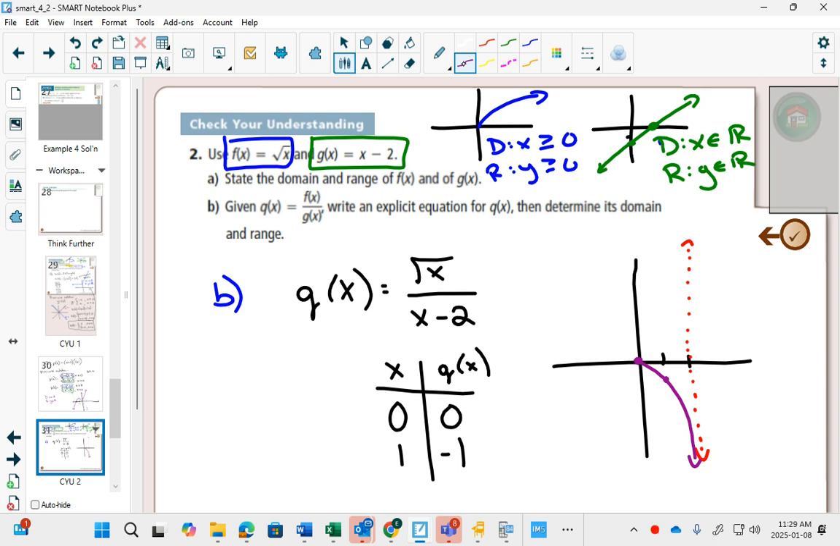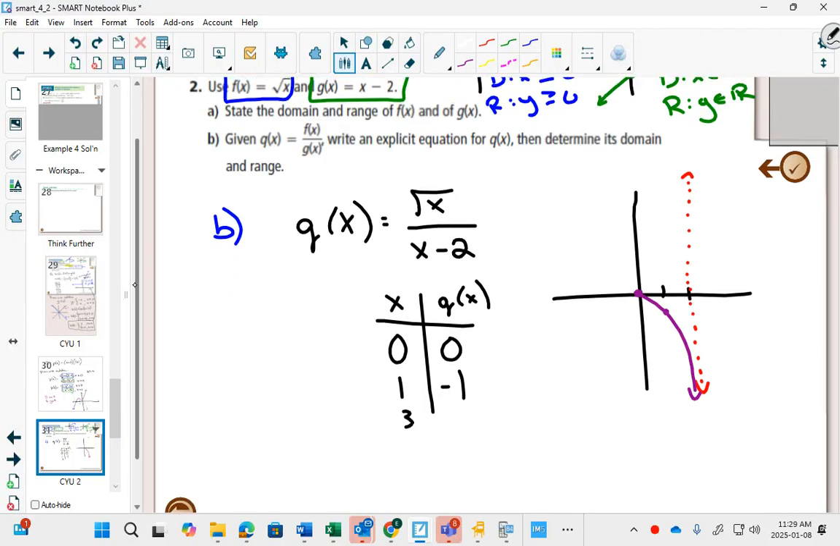I'd probably plug in 3. Ooh, maybe I wouldn't plug in 3 for mental math. What number do you think I'd plug in? 3 just looks like 4. Yeah. 4. There we go. If I plug in 4, I'm going to get 2 on the top, and 4 minus 2 is 2 on the bottom. I'm going to get 4, and it'll come out as 1.